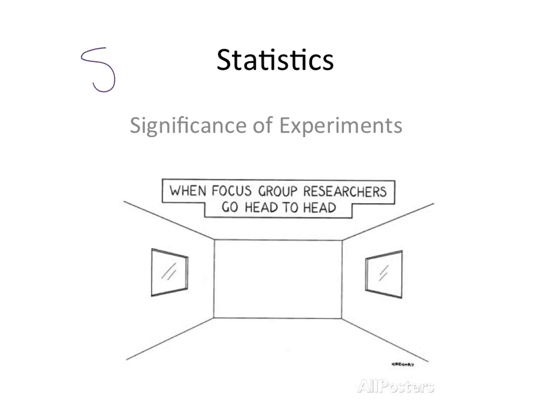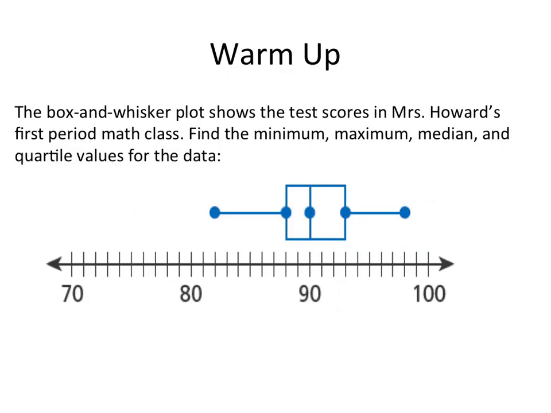We are doing lesson 8.4 today, and it's about significance of experiments. Here's the warm-up. The box and whisker plot shows the test scores in Mrs. Howard's first period math class. Find the minimum, maximum, median, and quartile values for the data.